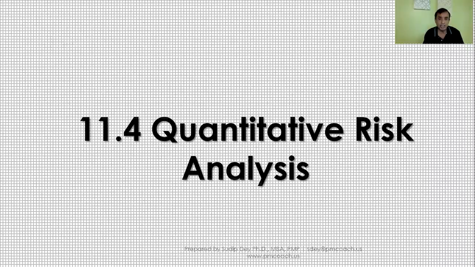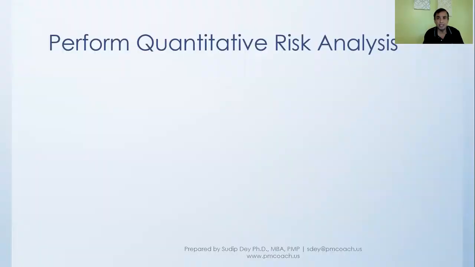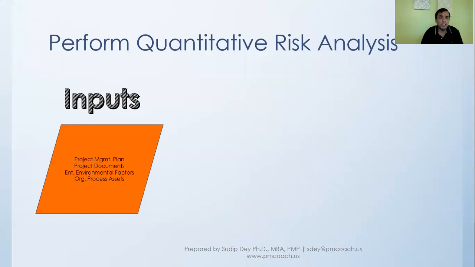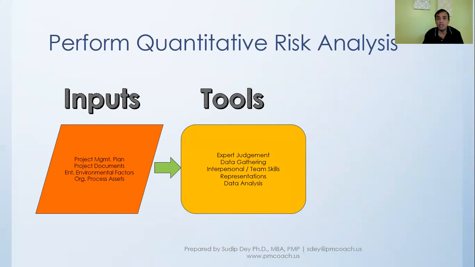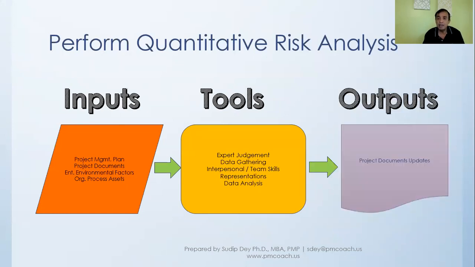So quantitative risk analysis, when we look at it as a process, we see the inputs are the project management plan. In terms of project documents, there will be the risk register, and in the risk register we would have captured many of the things that we have done in the qualitative risk analysis. As a process, we look at different tools that we use, and then as output it will again update many of those documents, like the risk register and so on.